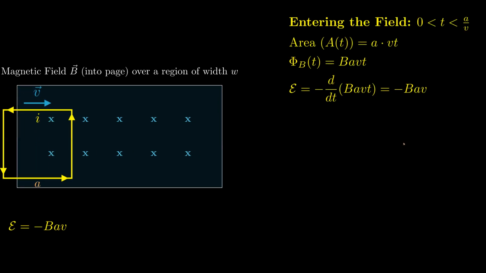As the loop enters the magnetic field, the flux through it increases. By Lenz's law and right-hand rule, a counterclockwise current is induced, which produces a magnetic field in opposite direction of applied field B that opposes the cause of induced EMF. Here, the induced EMF is negative BAv.